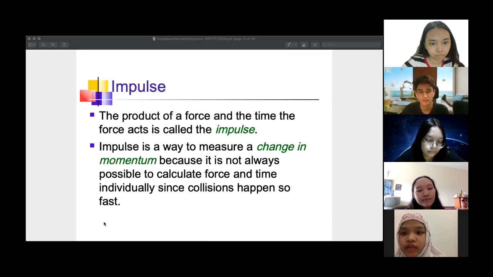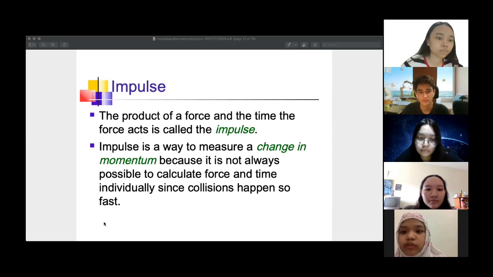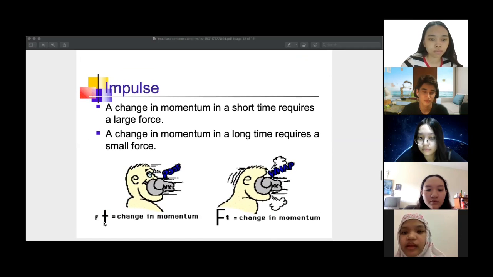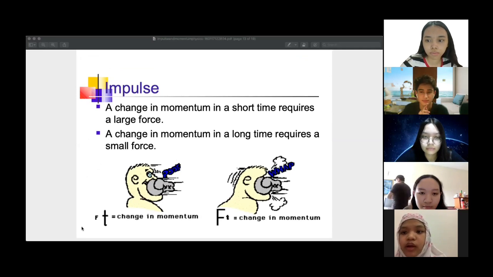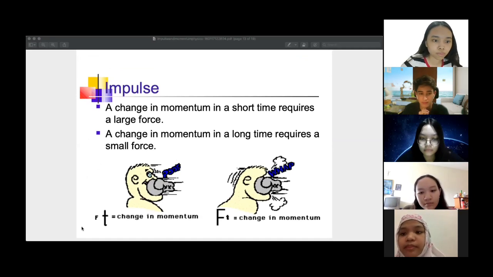The product of a force and the time the force acts is called the impulse. Impulse is a way to measure a change in momentum, because it is not always possible to calculate force and time individually since collisions happen so fast. A change in momentum in a short time requires a large force. A change in momentum over a long time requires a small force. The first picture is about the change in momentum with time. The second picture shows us the change in momentum with force.